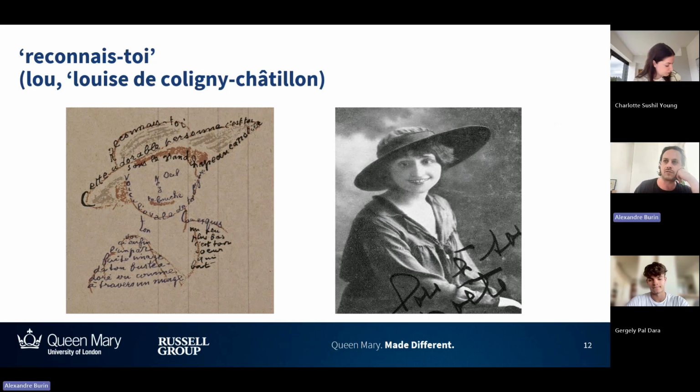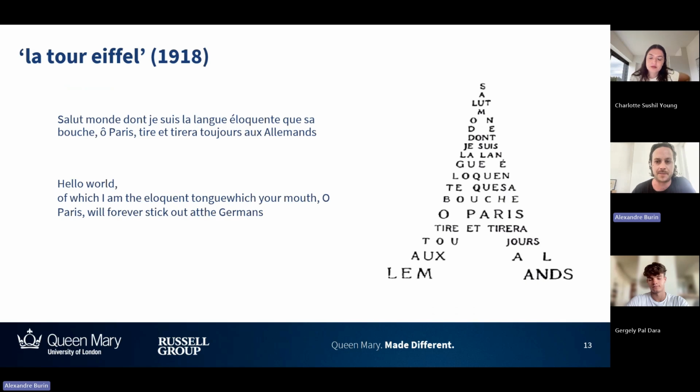Apollinaire would craft most of his calligrams from original pictures. So here we can see that he had this picture of Louise de Coligny-Châtillon and made this calligram out of it. So we can recognize the process even better, I suppose, here. And this is my last example, perhaps the most famous. Maybe some of you have come across this one.